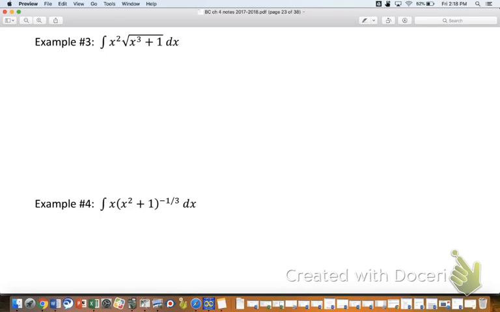So take a look at number 3, and you decide, do I want to use whatever method I want to use? See if you can execute it. Feel free to check your answer by doing a derivative as well. We'll check your answer, and I'll show you some thoughts here in a second as well. Ready, go.